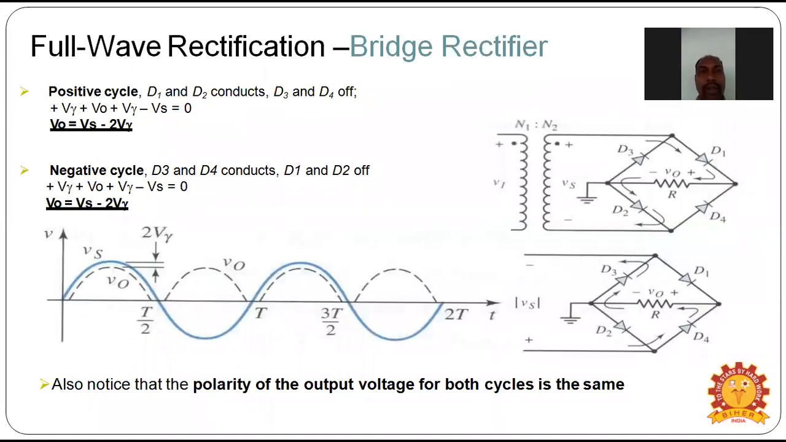Next is a full wave rectifier, that is a bridge rectifier. This full wave rectifier also has a positive cycle and a negative cycle. In the positive cycle, D1 and D2 are connected, and D3 and D4 are off. In the negative cycle, D3 and D4 are connected, and D1 and D2 are off. Just to see that diagram.